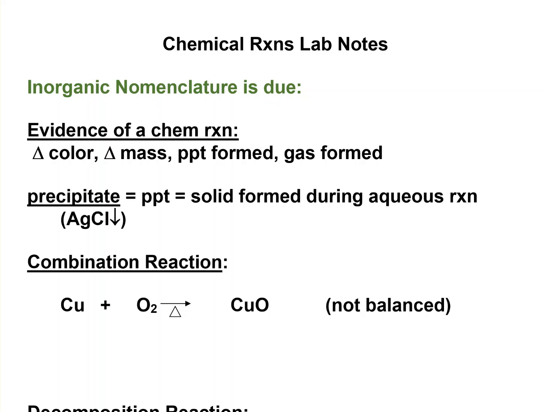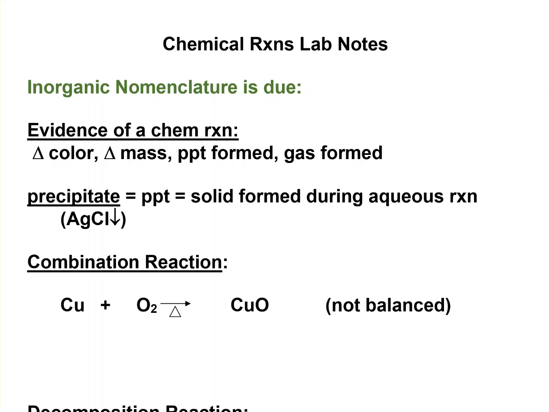In this case, we'll be heating copper, and as oxygen from the air bonds to it, it should appear to gain mass. Anyway, a precipitate formed, and you know that is when you have two clear solutions and you mix them and it gets cloudy. A gas formed, of course, that looks like bubbles most of the time when you see that.